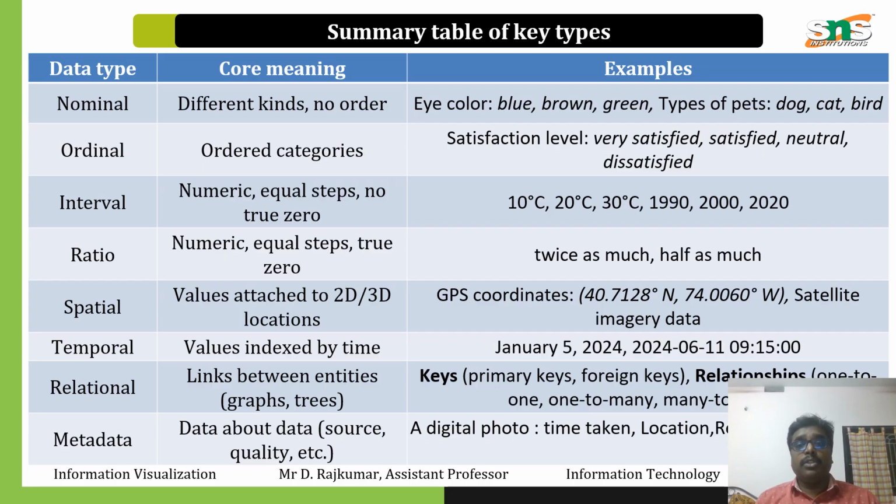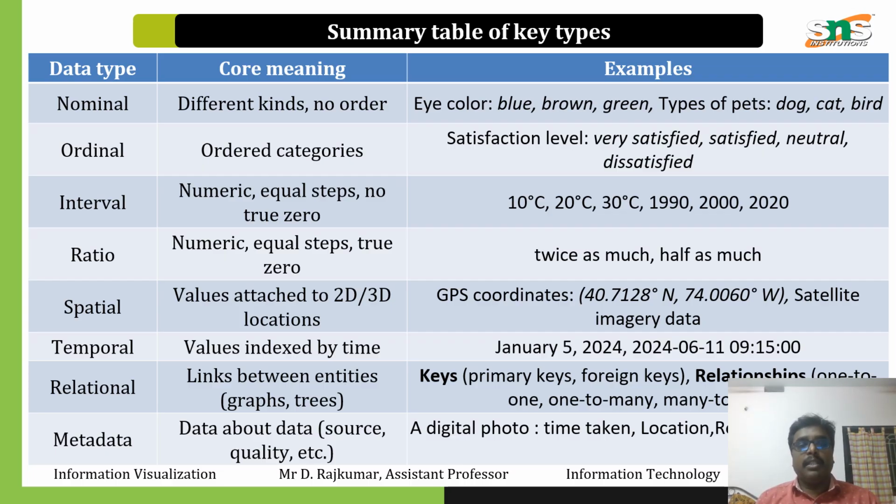Next one is ordinal, which means ordered categories. For example, when we fill out a Google form for attending a faculty development program, we rate those sessions on a scale like very satisfied, satisfied, neutral, dissatisfied. All these are ordered values with a specific ranking. Those are called ordinal.